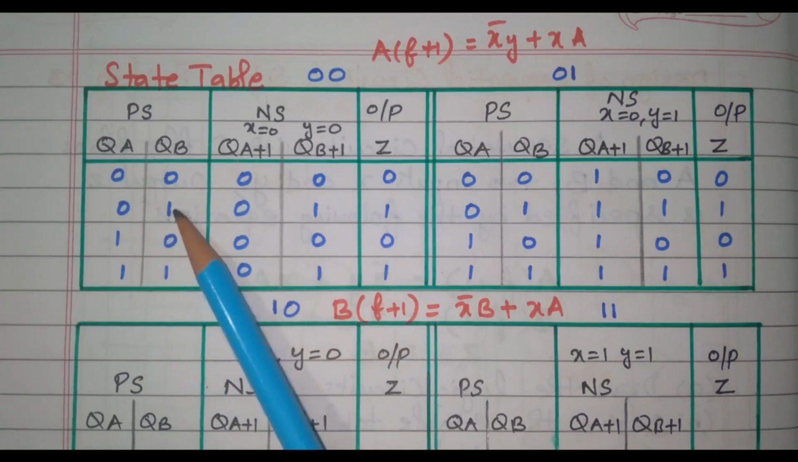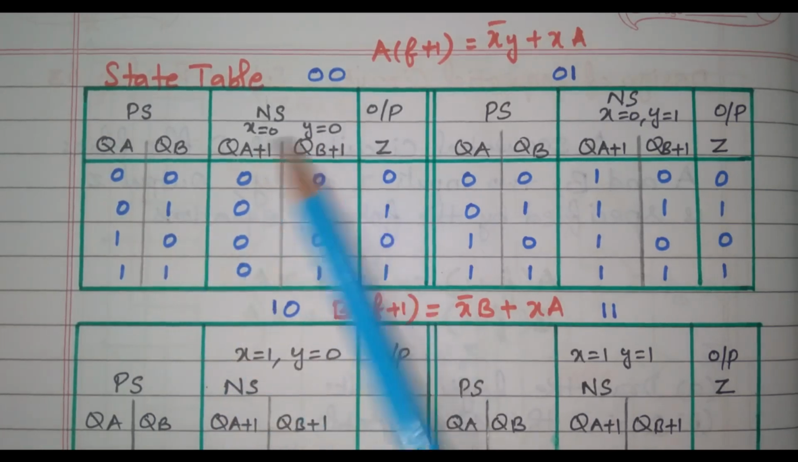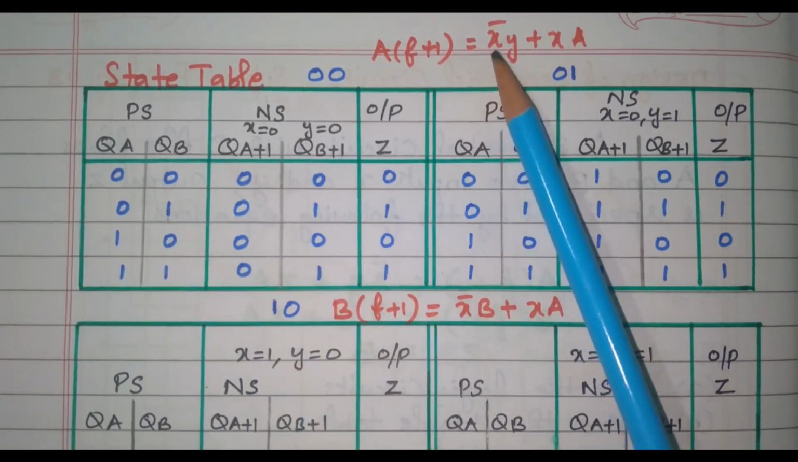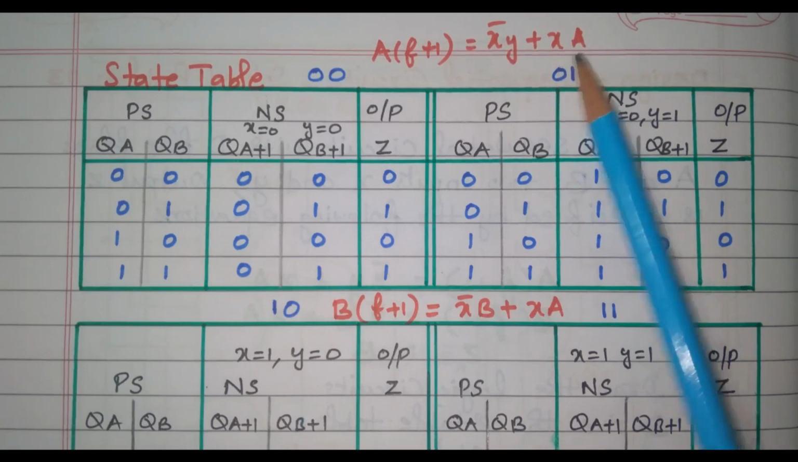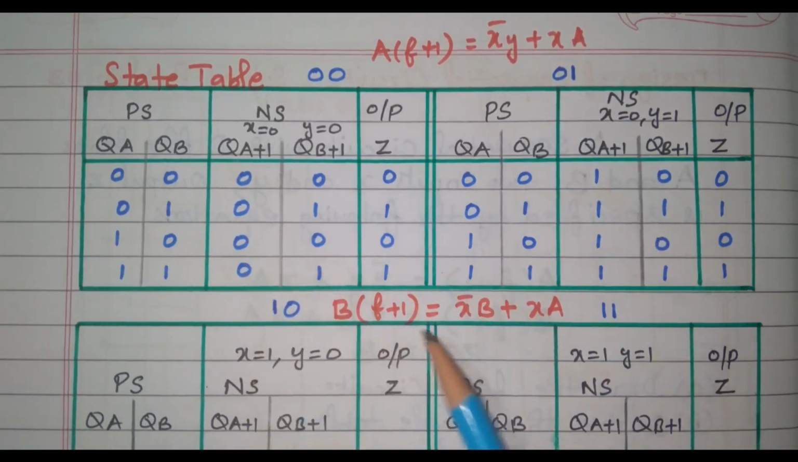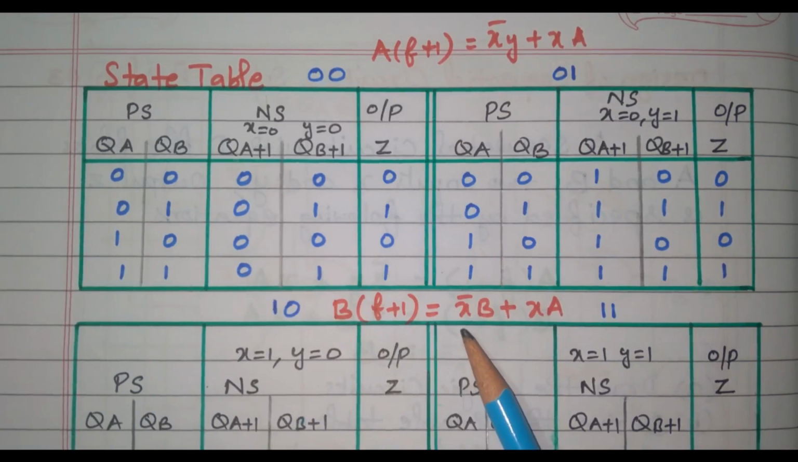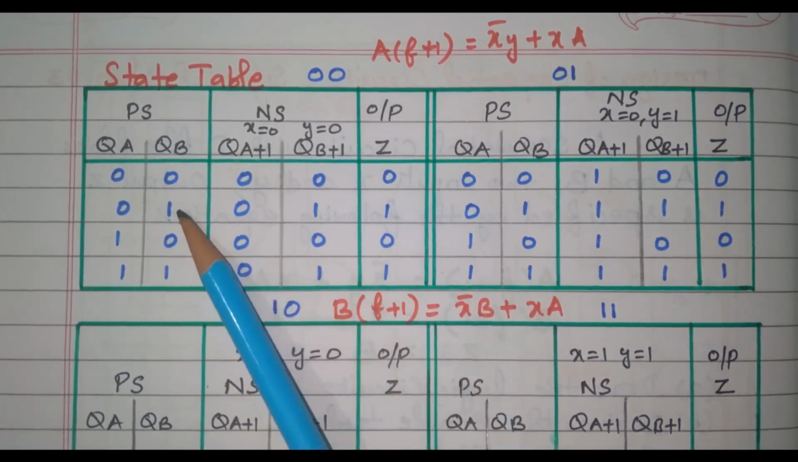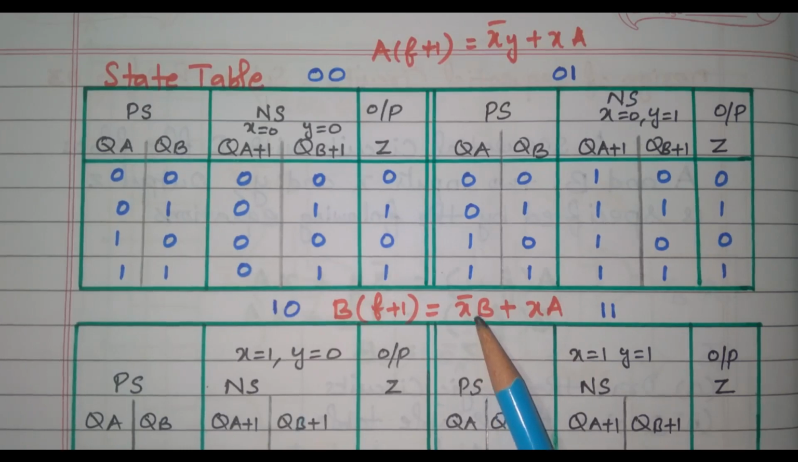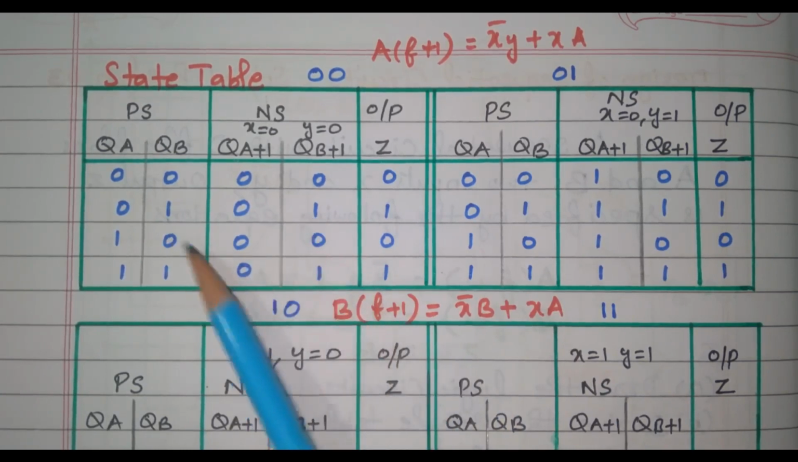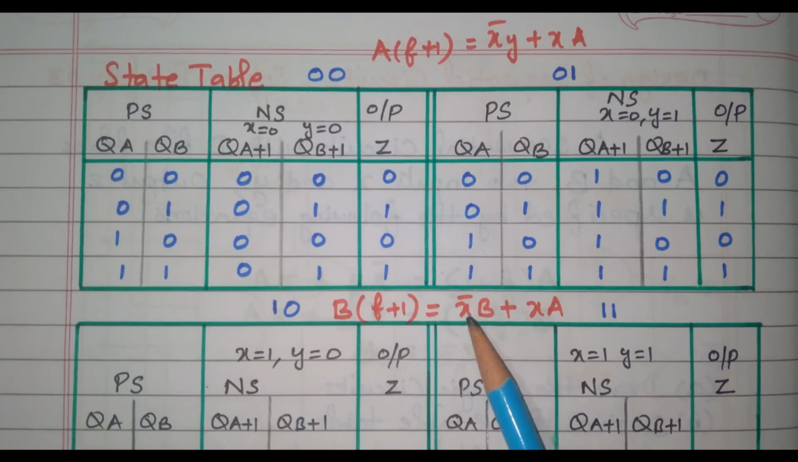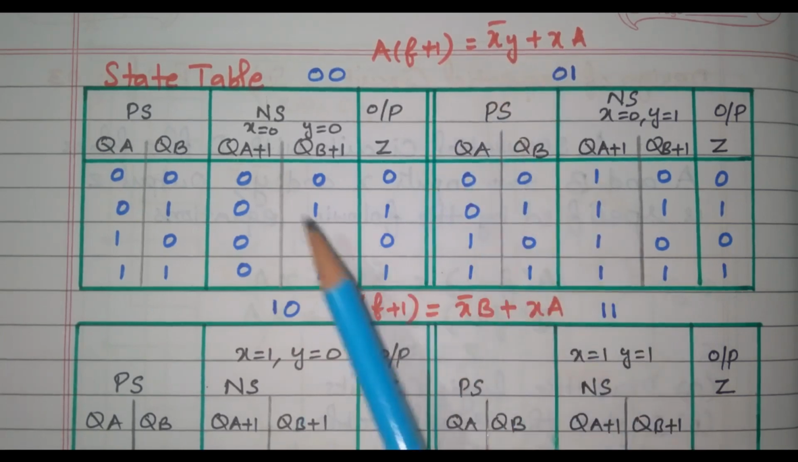A is 0, B is 1, and x and y are 0. Only B is 1. Now we'll substitute that. So x bar means 1 into 0, that's 0 only. This also 0 into 0, 0 only. Now we have this x bar: x is 0, x bar is 1. What is the B value? B value is 1. So 1 into 1, we have 1. But this is 0 into 0, becomes 0. So 1 plus 0, 1. So by substituting these values, A value, B value, x and y value in this equation, we can easily identify the next state.